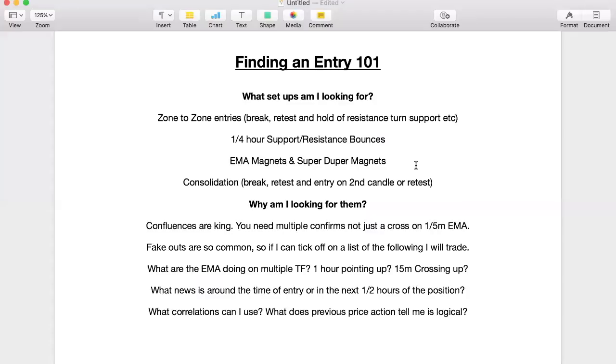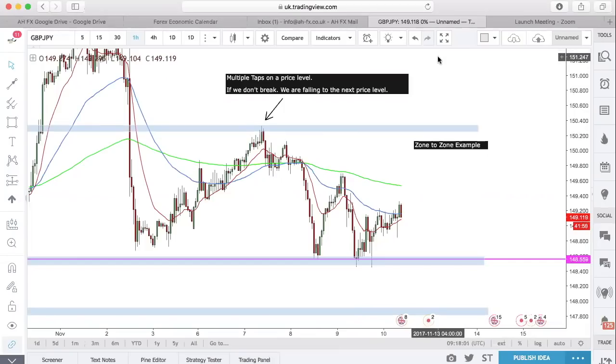And now I'm going to put on screen just a quick example of a zone-to-zone entry of how you would take entries based on a couple of these different setups. So hopefully you enjoyed that, and that will be coming to your screen now. So people, as I described earlier in the video, I'm just going to run through a really quick example of zone to zone and looking for entries.